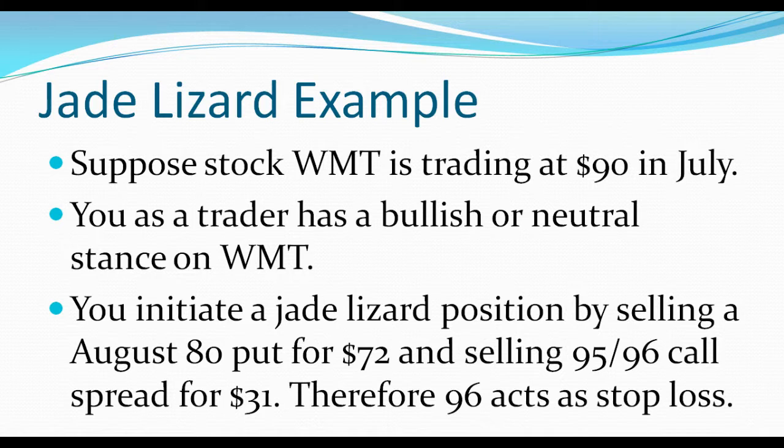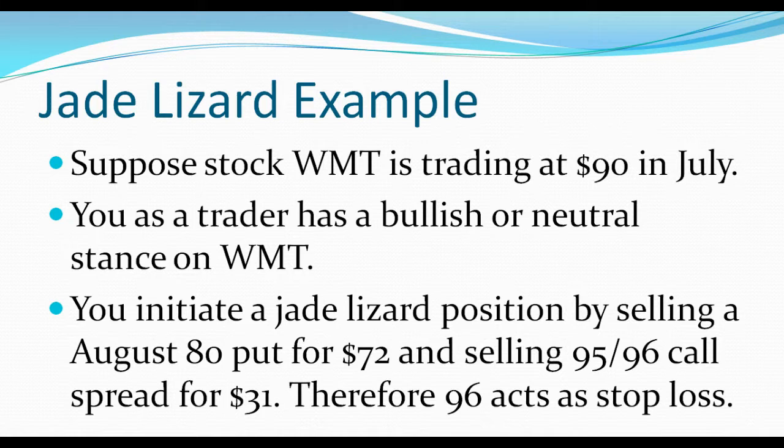Therefore, 96 acts as a stop loss. But on the lower side, you don't have a stop loss. Why? Because basically you are bullish or neutral. Now understand this trade, it's really simple. You are earning premium on the August 80 put and 95 call, and you are paying premium on the 96 call.